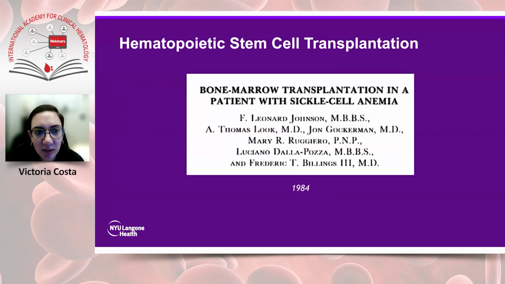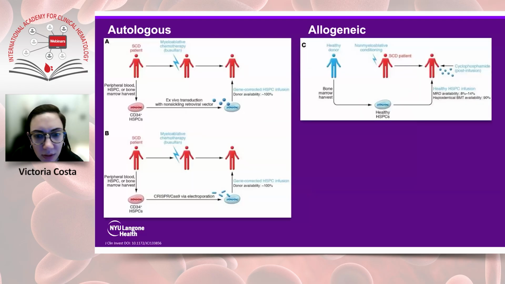One of the curative options, hematopoietic stem cell transplantation, was first discovered in 1984, in a patient who had sickle cell as well as AML, underwent stem cell transplant for her AML, and her sickle cell disease resolved. So it was first realized then that it could be a potential curative option for the disease, and since then it is being continually explored.